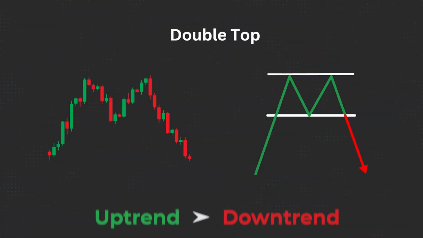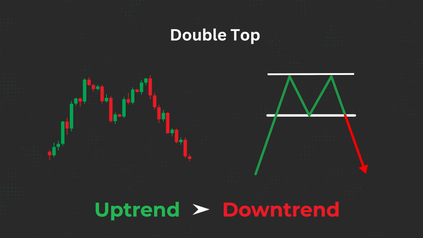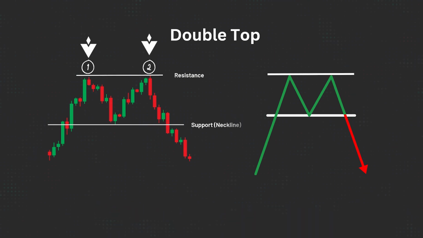The first pattern we'll cover in this video is the double top. This is a bearish reversal pattern signaling a shift from an uptrend to a downtrend. It forms when the price reaches the same high level twice, but fails to break through and retraces back down. In other words, buyers try to push the price higher, but they can't get past the resistance level, and the price starts to fall. The key thing to watch for this pattern is the break of the support line, also known as the neckline, which forms at the low point between the two peaks.